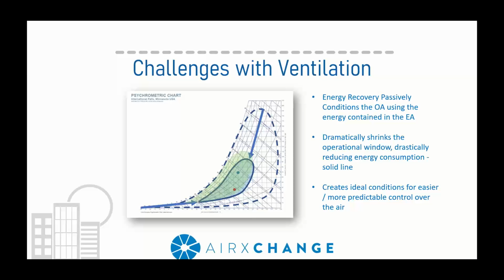Once again, looking at the chart, what the energy recovery device does is shrink the operational window from the dotted line to the solid line. And the difference between those two is going to be your energy savings. Also, that reduced operational window is going to create a more ideal and far more predictable control over the air for occupant comfort.